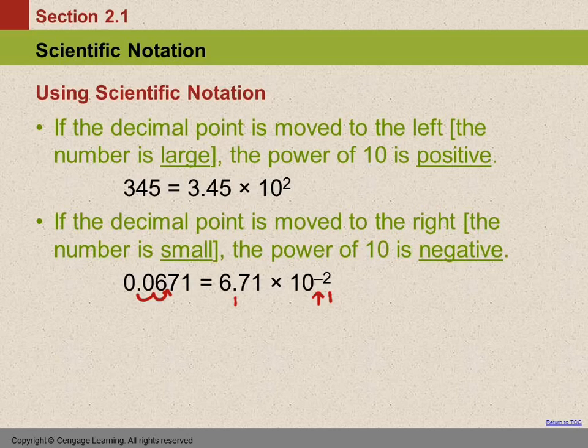If somebody gave you $0.0674, you're like, this is 6, almost 7 cents, woohoo, you know. You wouldn't be so positive about that. Small numbers have exponents that are negative. Large numbers have exponents that are positive.